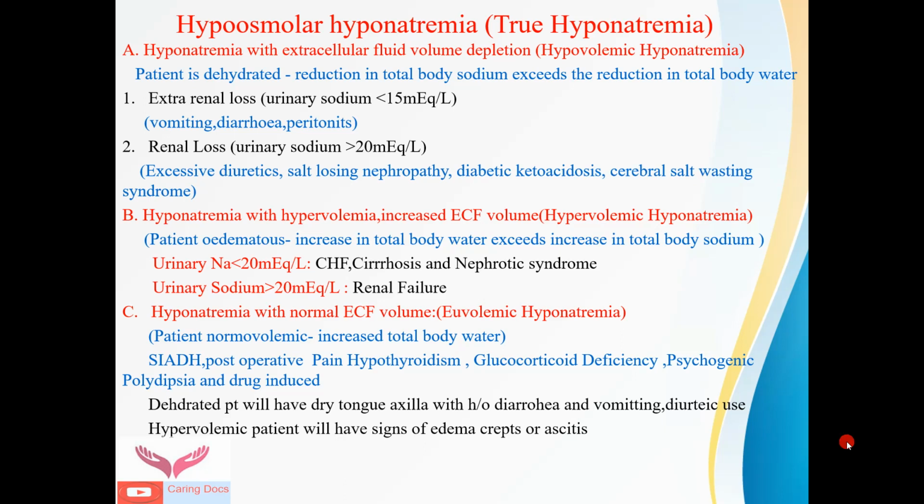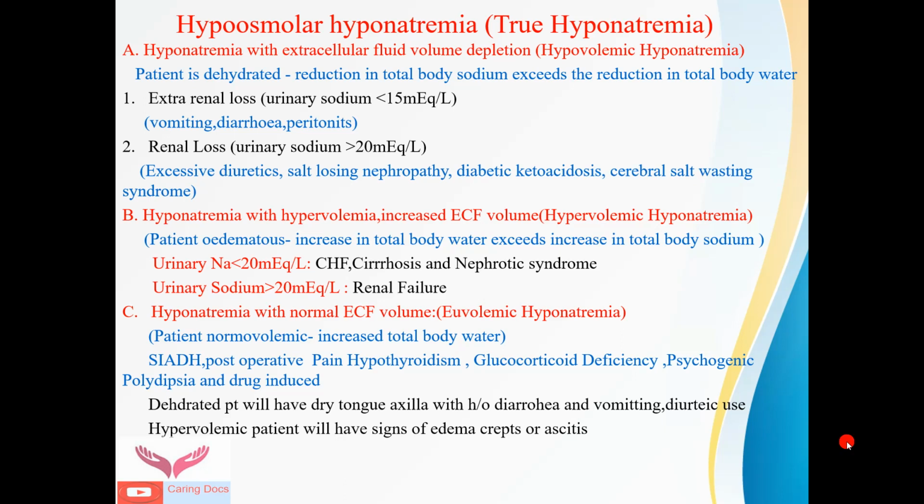If the patients have a hyponatremia with normal extracellular fluid volume, we call it euvolemic hyponatremia. The patients are normovolemic, meaning if we see comparatively, there will be increased total body water as compared to the body sodium. And euvolemic hyponatremia is usually seen in patients with syndrome of inappropriate ADH secretion, post-operative pain, hypothyroidism, glucocorticoid deficiency, psychogenic polydipsia, or drug-induced.